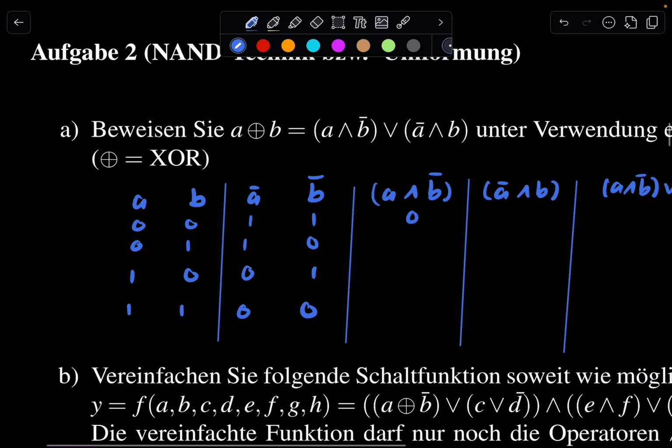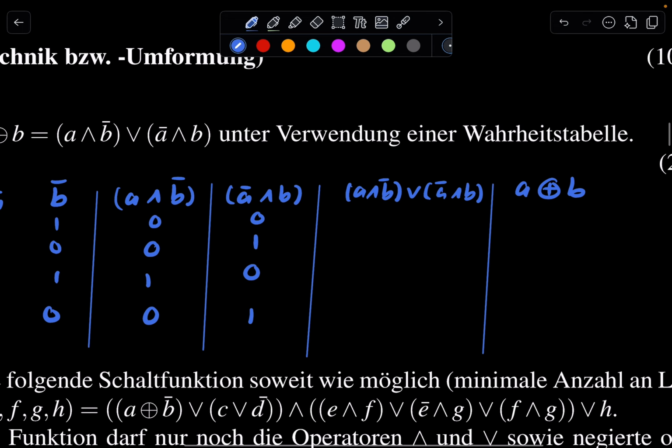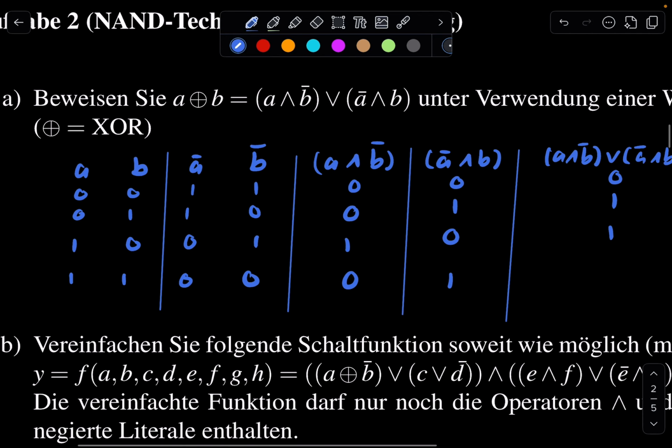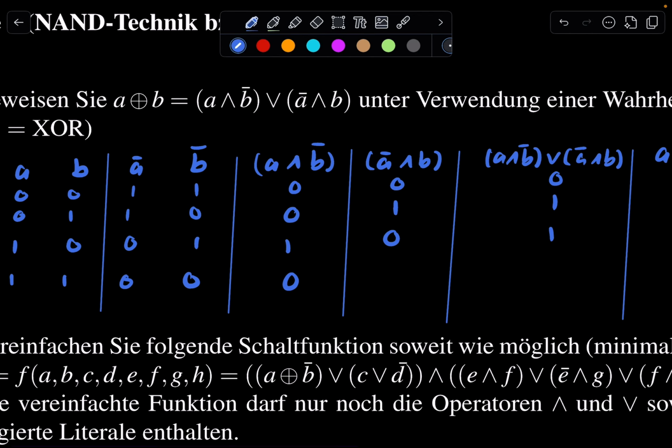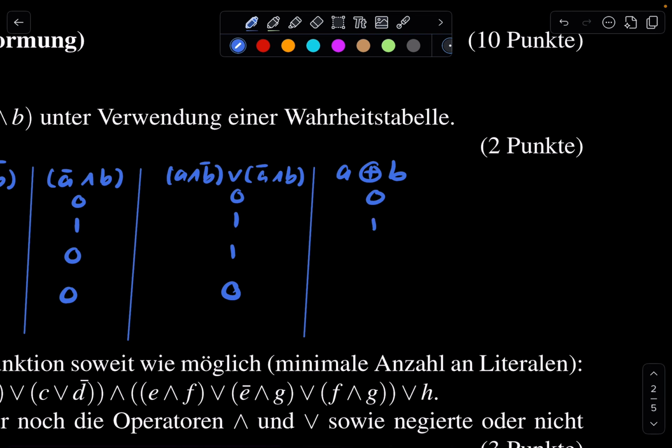A and not B is going to be 0. A is going to be 0, this is going to be 1, this is going to be 0. Again, not A and B, so 0, this is going to be 1, this is going to be 0, and this is going to be 1. Now this OR, so 0, 1, 1, and this would be, no, this won't be 0. I made a mistake here. Not B, and this guy is going to be 0 here as well. So this will be 0, 0. And this one is equal to XOR. This one is sort of equal. So we can continue.